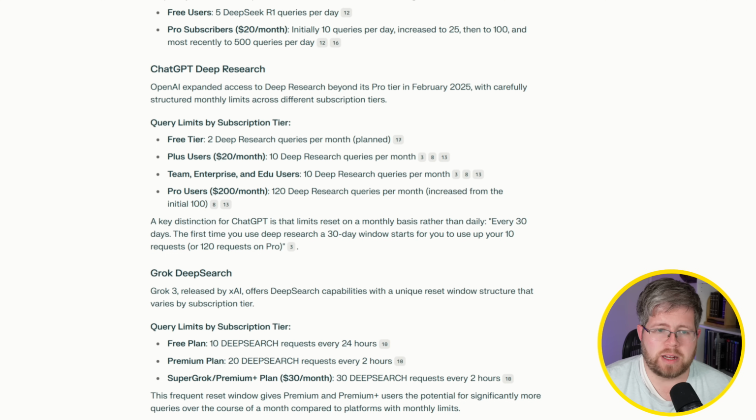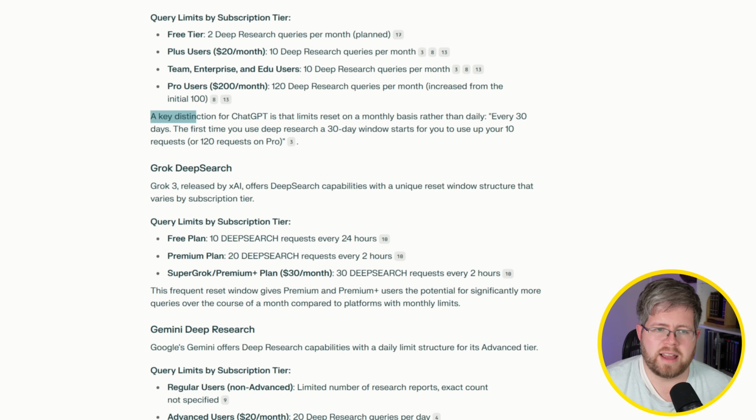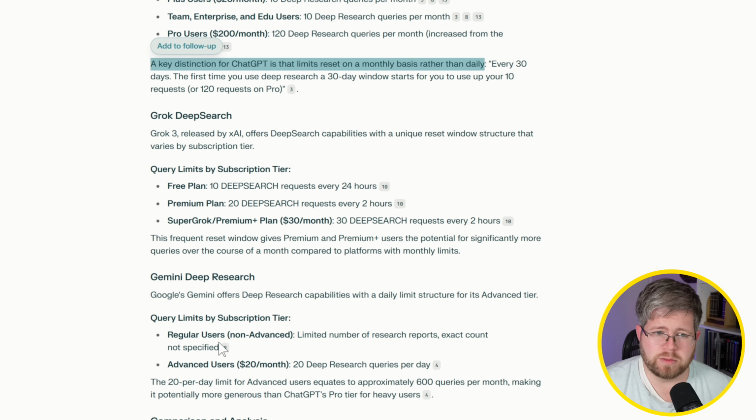We'll skip Team and Enterprise since I'm assuming most of you are not on that. And Pro users, which is the $200 a month plan, get 120 deep research queries per month. Used to be 100. And I like that it gave this key distinction for ChatGPT, that the limit resets on a monthly basis rather than daily. Perplexity resets every day.